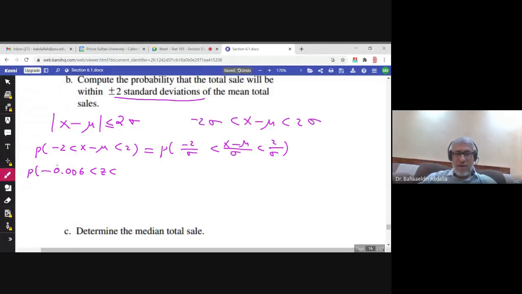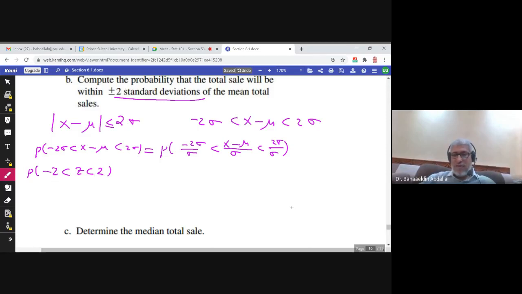Now, if you divide by sigma, so I have negative 2 sigma and 2 sigma. If you divide by sigma, you will get that Z is between negative 2 and 2. So this is the probability that Z is between negative 2 and 2. We know this probability, it's approximately 95%.